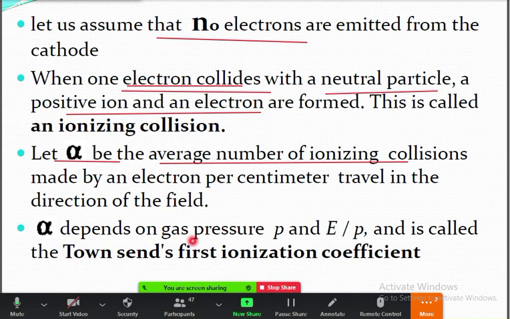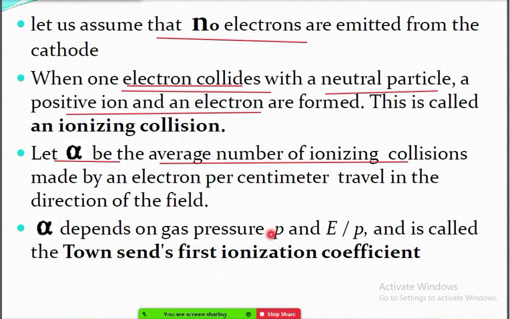So alpha depends on the gas pressure, that is P, and also on E by P. That is one more parameter that can be considered. E is the applied potential here. So alpha is called the Townsend's first ionization coefficient. So simply, how can you define alpha?